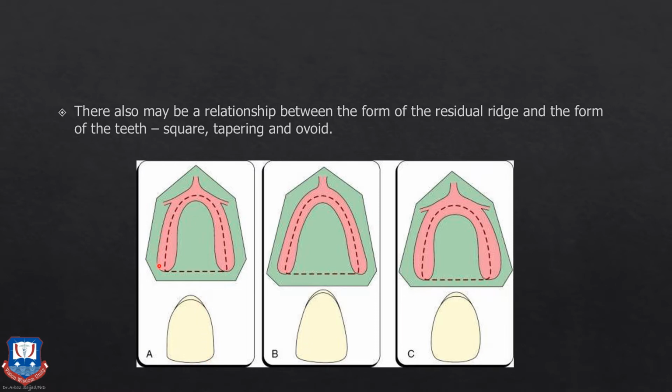So if we see a square shaped arch, we will select a square shaped tooth mold. If we have a tapering arch, we'll select a tapering tooth mold. And if we have an ovoid arch, we'll select an ovoid shaped tooth mold.